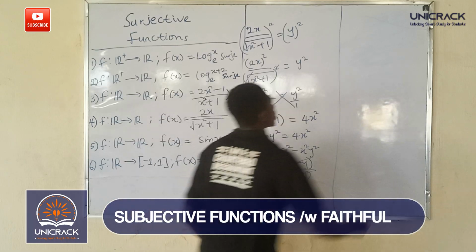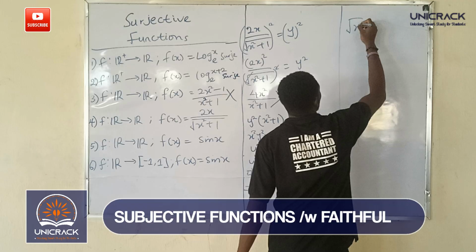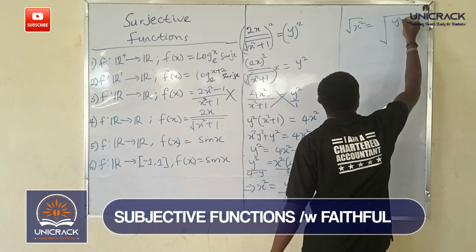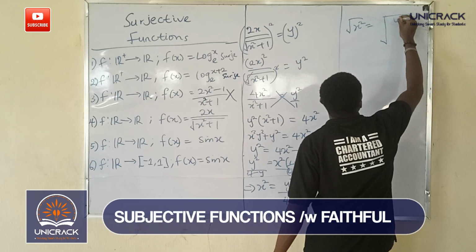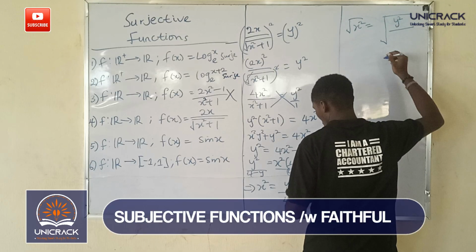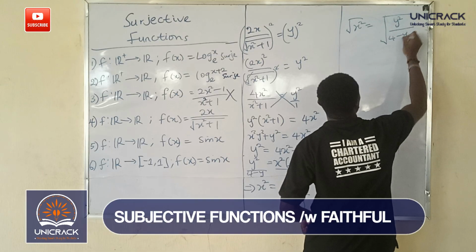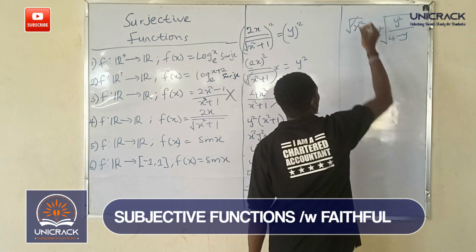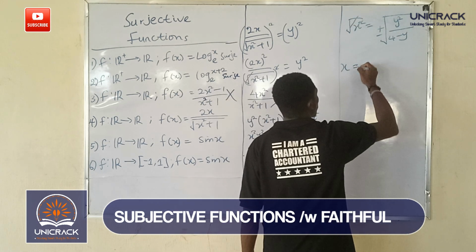Now since we have this, we can square root both sides. Square rooting both sides, we have square root of x squared is equal to square root of y squared, let me write this well, divided by 4 minus y squared. Now we have a plus or minus here. Now this will cancel out this, and we have x to be equal to what?